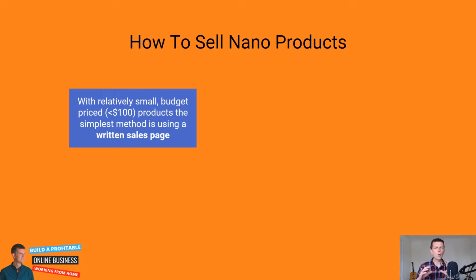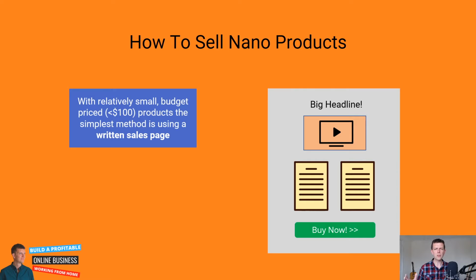With relatively small budget priced products, so typically less than $100, but it can be more, the simplest method, generally speaking, is using a written sales page. That doesn't mean it's the only option. You can do many other things as well, but this is typically the simplest way of getting something sold.